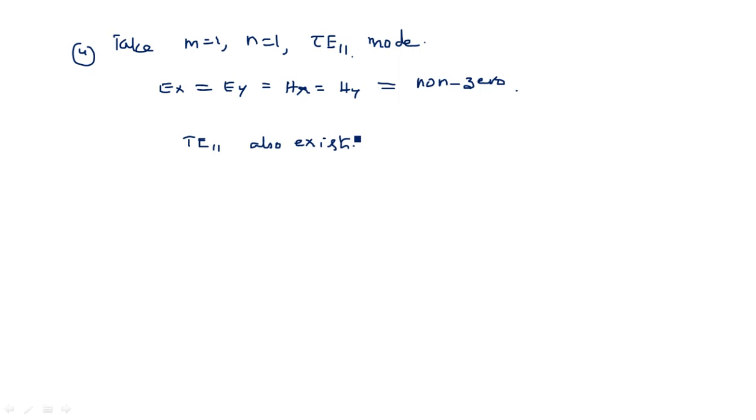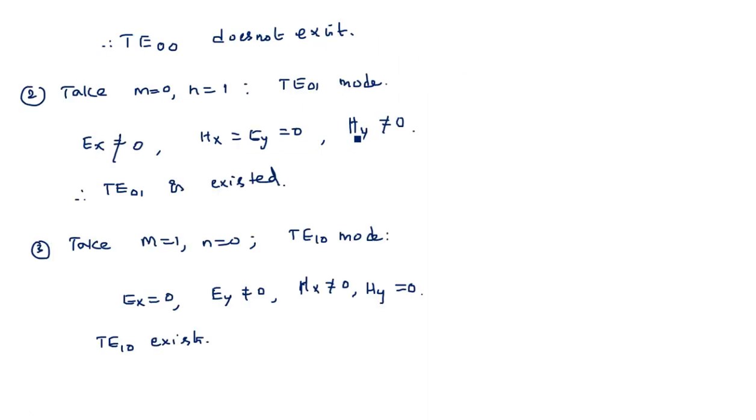I told you when I was discussing TM modes about the dominant mode. Dominant mode is nothing but the least possible mode that exists; the modes above it exist, the modes below it do not. So which is the dominant mode in these cases? The first case, TE00, does not exist, so no need to worry about it. Coming to the second case, TE01 exists, and above that TE10 also exists, and above that TE11 also exists. That means the least possible mode that exists is TE01.